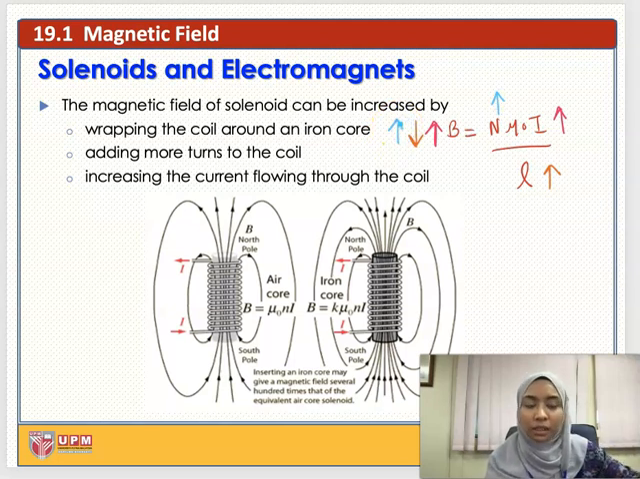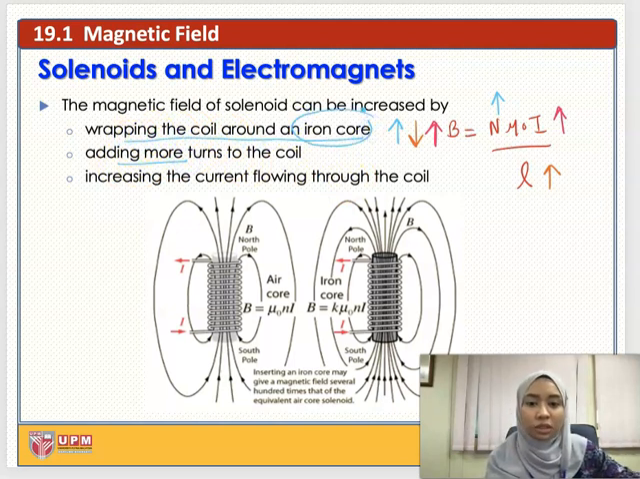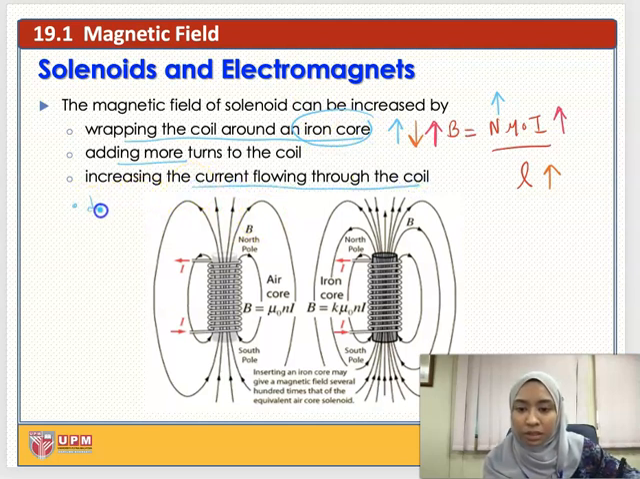Okay, so the way that you can improve a solenoid is by increasing the current, or by increasing the number of turns, or decreasing the length. If you increase the length, it becomes weaker. So if you want a bigger B, you need to decrease the length. Okay, adding more turns, wrapping the coil around an iron core. This is the only thing that's not related to the equation. Increasing the current flowing through the coil or decreasing the length.